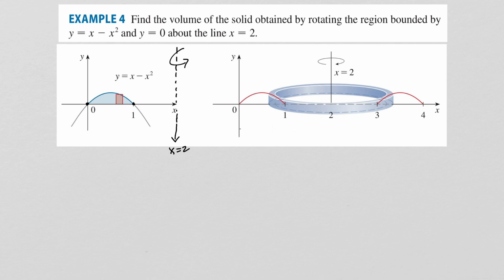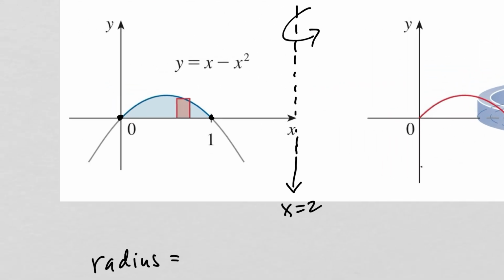So, how do we find the volume here? Well, you need to remember that there are two things you need to know. You need to know the radius, and you need to know the height. So notice that your sample rectangle right here is drawn parallel to the axis of rotation. The average radius is the distance from here to here. Now, what is that distance?